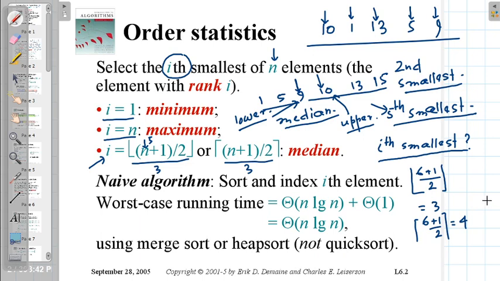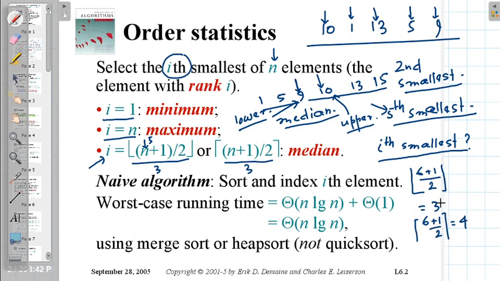Who is telling 3? Okay, I got it. So 6 plus 1 by 2, that is the ceiling, that is 4.